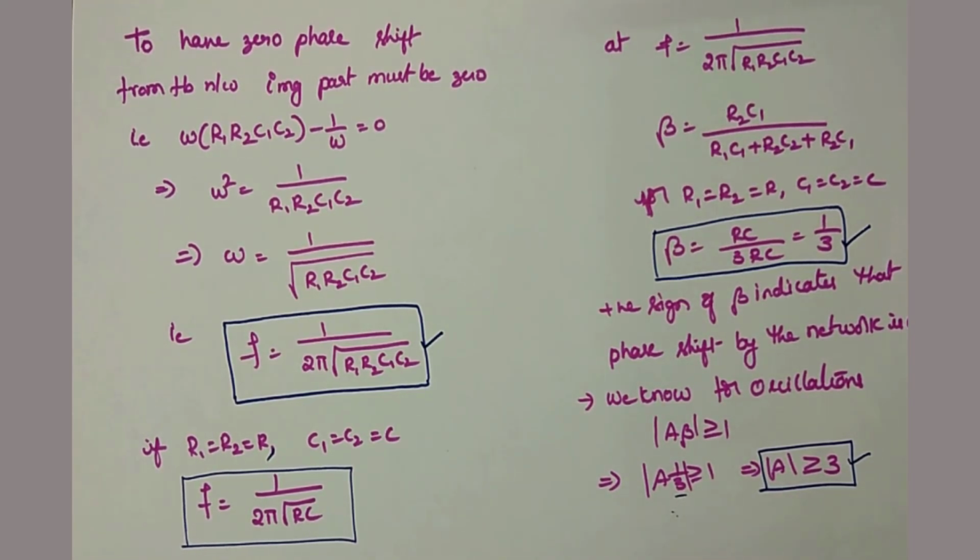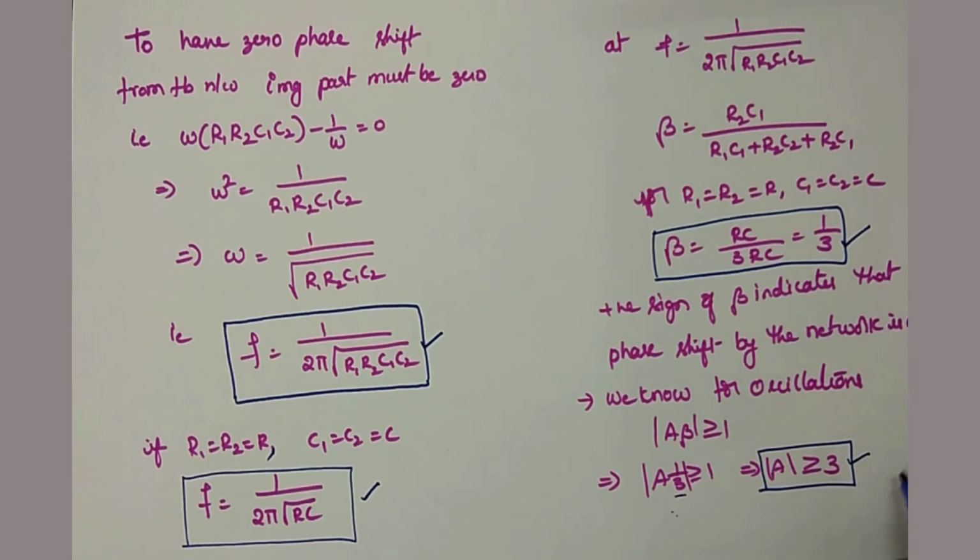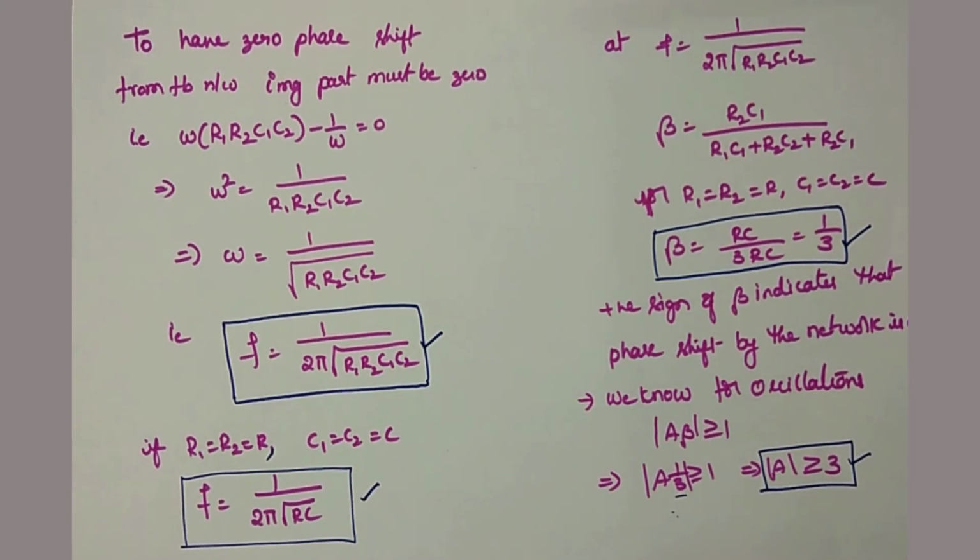So totally we derived three formulas: the frequency of oscillations, the beta value and the gain value. So this completes the Wein bridge oscillator part. Note down the derivation and practice it. Thank you very much.